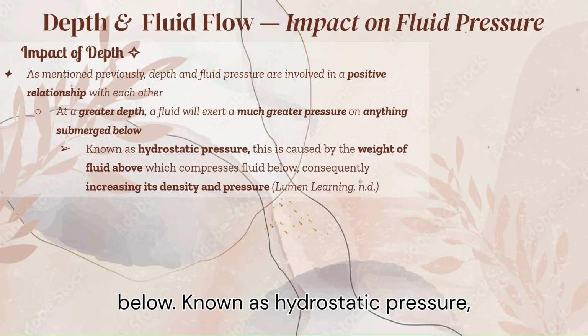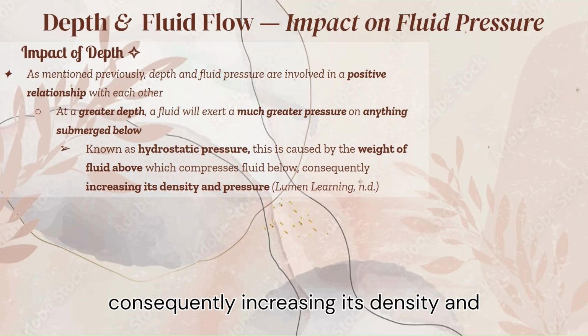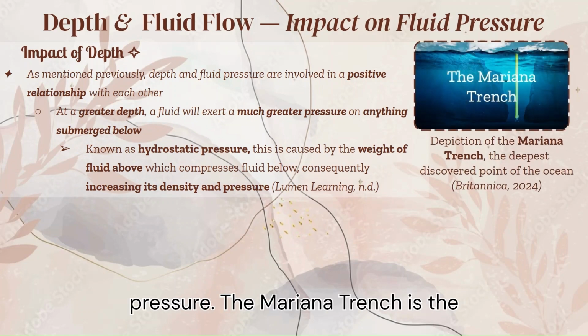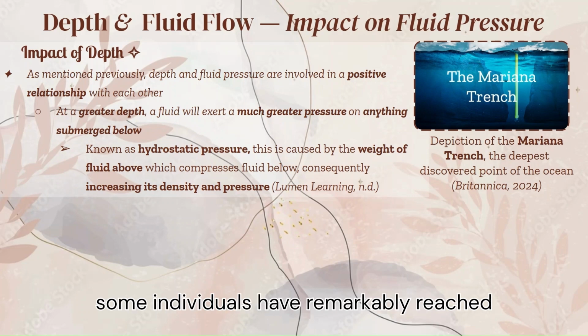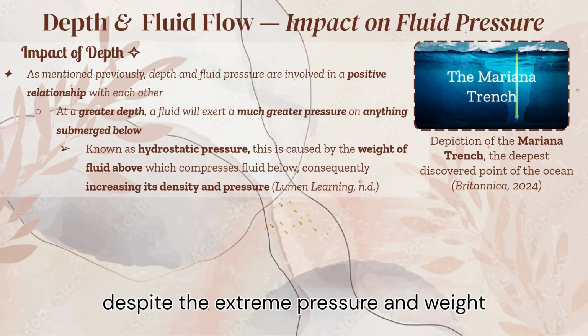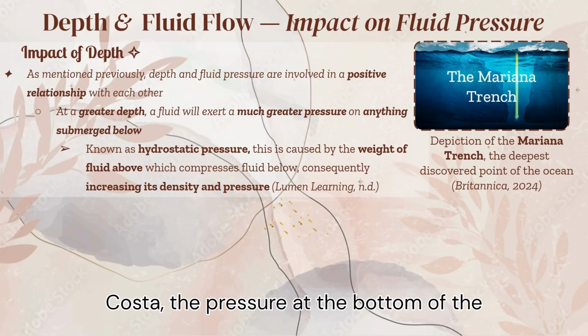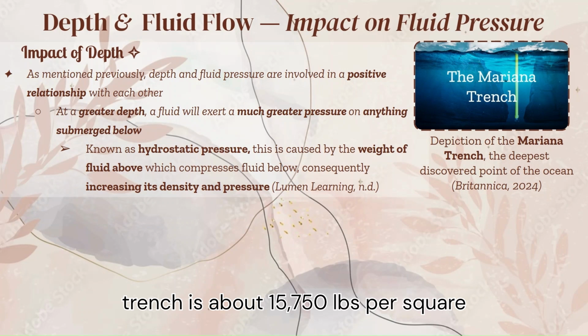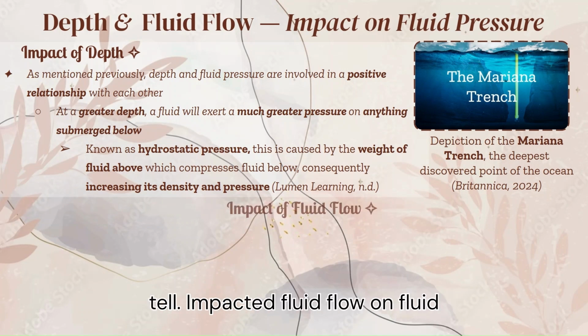Known as hydrostatic pressure, this is caused by the weight of fluid above which compresses fluid below, consequently increasing its density and pressure. The Mariana Trench is the deepest known point in the ocean, and some individuals have remarkably reached that area known as Challenger Deep, despite the extreme pressure and weight of water above. According to Luther Costa, the pressure at the bottom of the trench is about 15,750 pounds per square inch, which is immense if you couldn't tell.